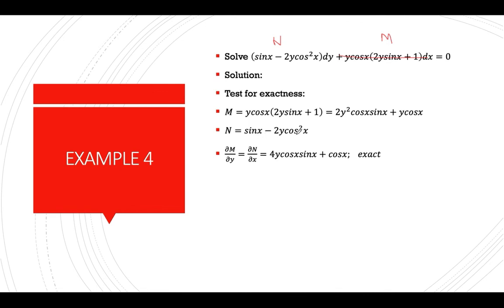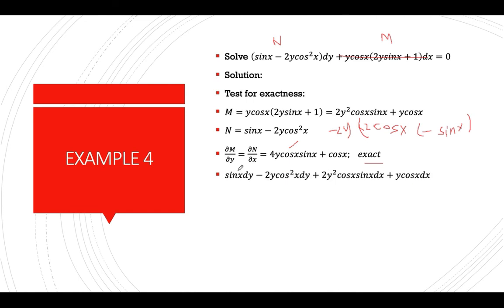Partial derivative of N with respect to x, so y is constant, derivative of sine is cosine, minus 2y is constant, then times the derivative of cosine squared, so you get here 2y, copy, and then derivative of cosine squared, so apply power rule, so that will be 2 cosine x, 2 minus 1, so the power is 1, then derivative of cosine x is negative sine x, and that gives you positive, negative times negative, so positive 4y cosine x sine x, and therefore the equation is exact.